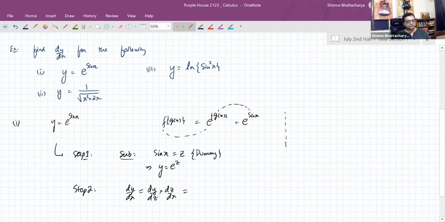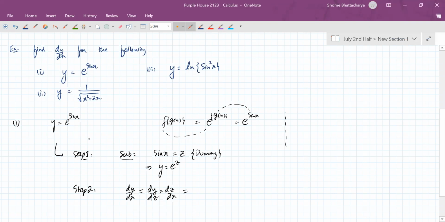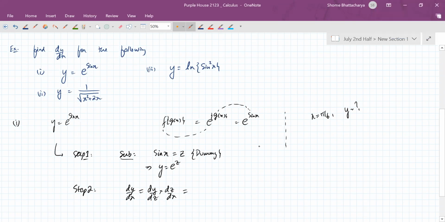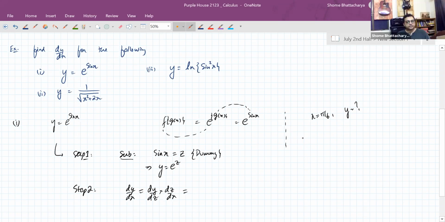Okay, so now think of this function. Suppose I have taken x as pi by 6. I want to calculate y. What is the first thing I have to do? Do I have to calculate e raised to x or do I have to calculate sin x? Sin x. I have to calculate sin x. So that is your inside function now. Now you understood, no? Yes, sir.